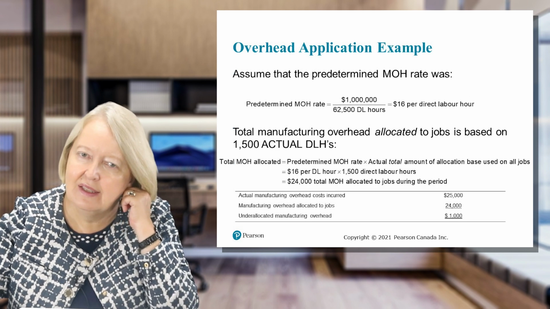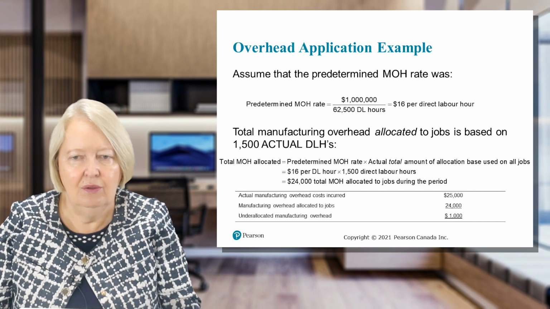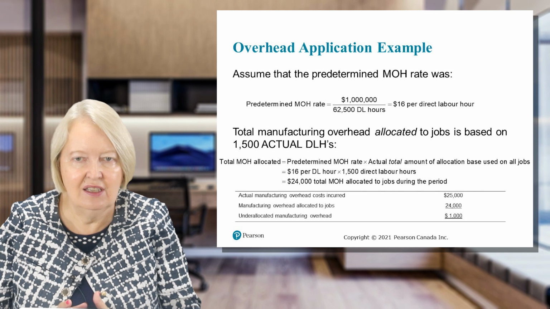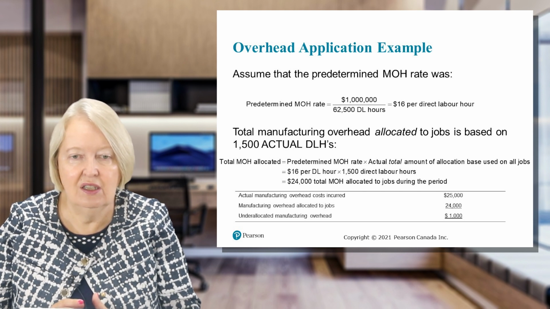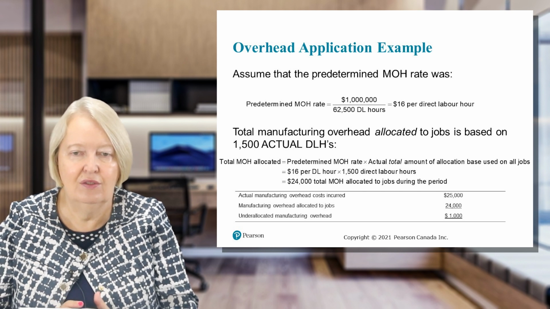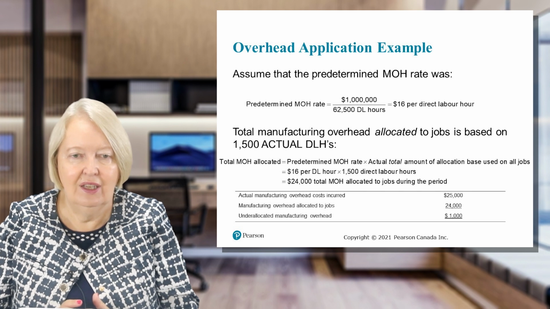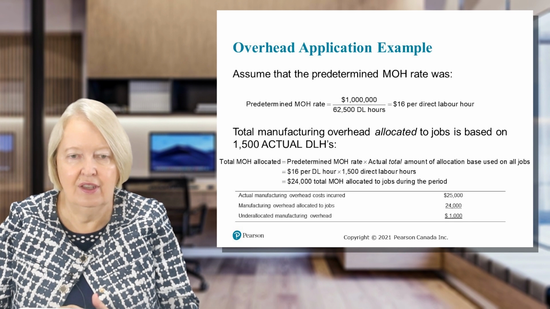So when you're looking at this, the actual manufacturing overhead here is $25,000. And we've allocated $24,000, and that was calculated using that $16 per direct labor hour, and for this certain job that we're working on, we worked 1,500 hours. So 1,500 hours times $16 is $24,000. That's how much was allocated to the jobs. So you've actually under-allocated because your actual cost came in a little bit higher than you had estimated.